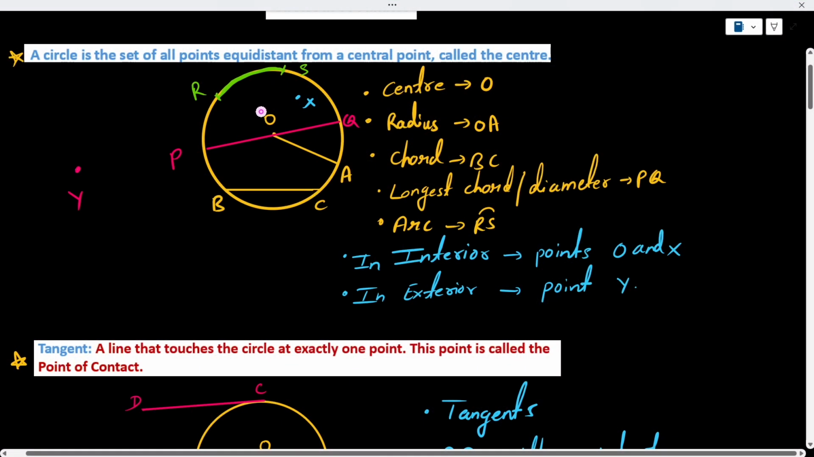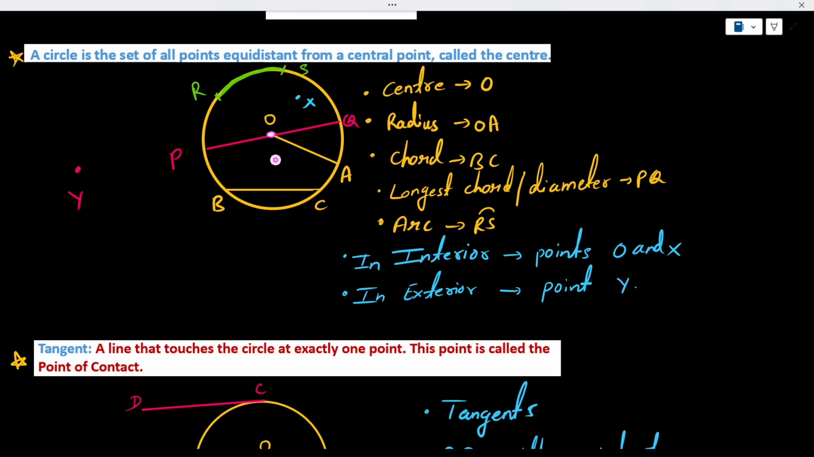Hello students, this is circle. You know that a circle is a set of points equidistant from the central point, which is called the center. So you can see that here O is the center, BC is a chord, right? OA is the radius. The longest chord is always a diameter, which passes through the center.